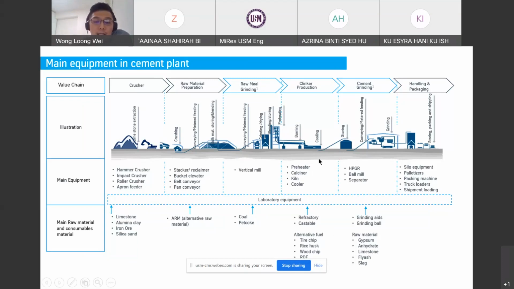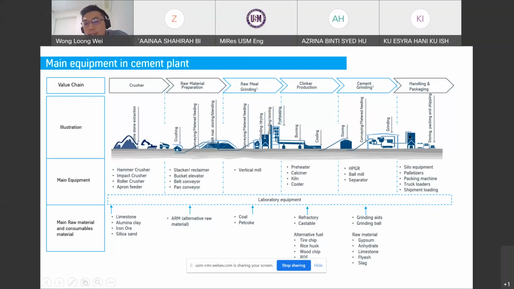And in this burning process, we have a lot of castable and refractory. Because in the burning process, the temperature is about 1,450 degrees, and the kiln is only normal steel, you need very good refractory to contain the heat and to avoid overburning of the equipment. So refractory and castable are very high consumable materials in the cement process.